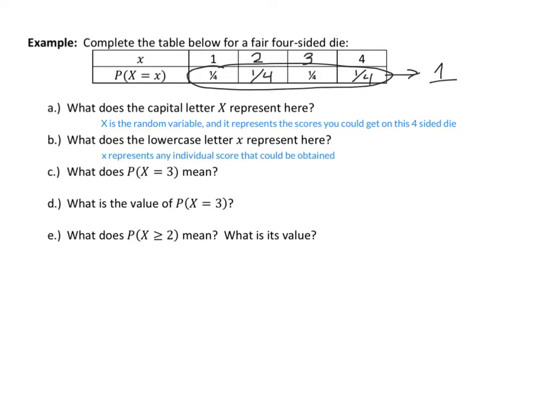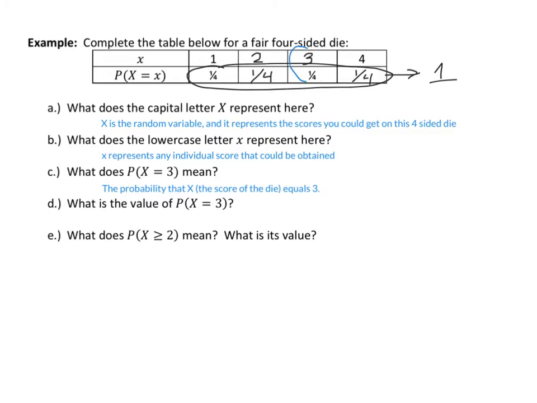Now, moving further into notation, what does P(X = 3) mean? Hopefully you understand that this is saying the probability that capital X, the random variable, is 3. This is basically asking, what is the probability that the score is 3? Now, what's the value of P(X = 3)?